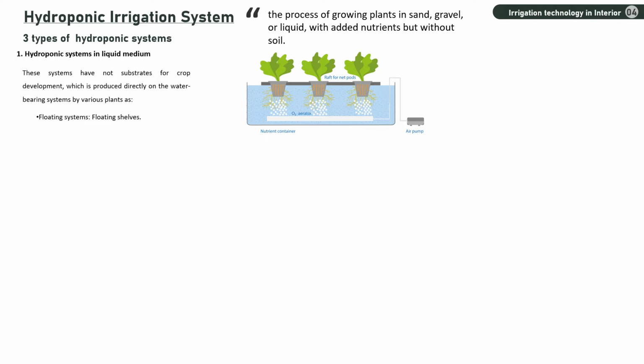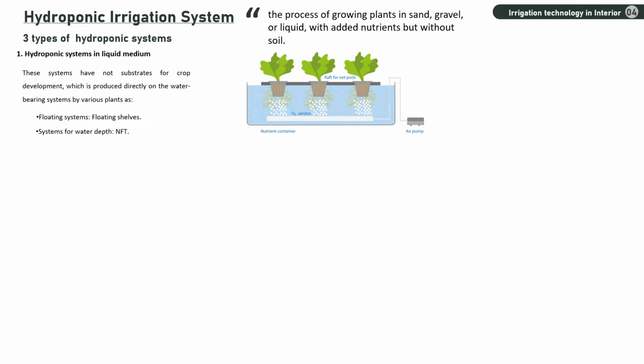To stabilize the plant, the net pot may be filled with substrates such as clay balls. The roots are hanging directly in the nutrient solution, which is very well oxygenated. This is done by means of an air pump, as you can see. Under hydroponic systems, we have another system for water depth, NFT.